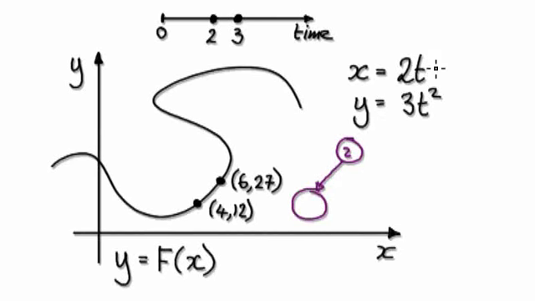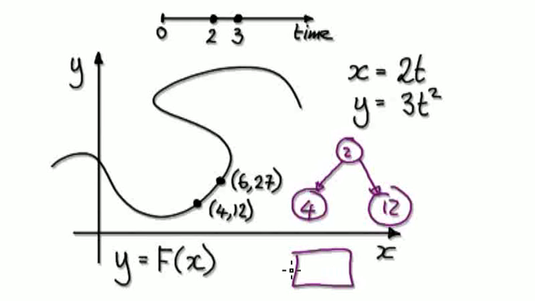When time is 2, your x coordinate will be 4, and the y coordinate will be 12. So us trying to obtain this is really us trying to find a machine in such a way that when we put 4 into the machine, it will spit out the number 12. So let's look at when time equals 3.